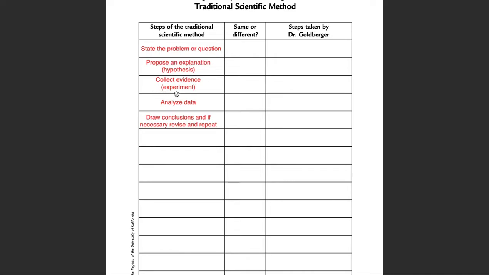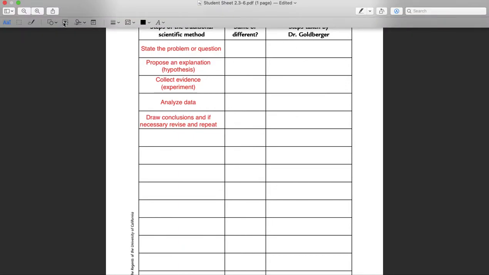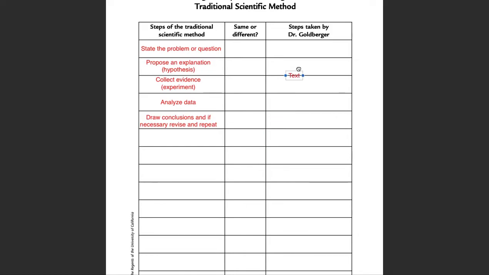Once we've experimented and collected our evidence and observations, we analyze our data. That's when we look over the data to notice trends, sequences, things of that nature. Once we've analyzed our data, hopefully we'll be able to draw a conclusion or come up with a response to our problem or question. But if not, that's when we revise and repeat the experiment. So those are your 5 traditional steps of the scientific method. Now we're going to compare these steps to the steps taken by Dr. Goldberger.